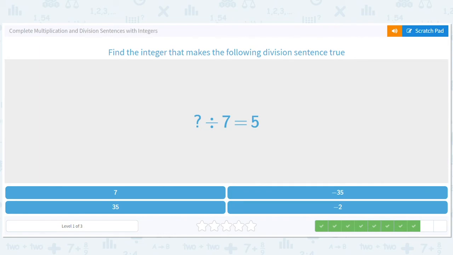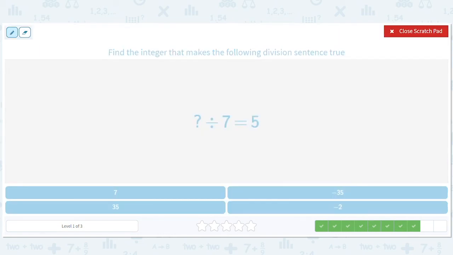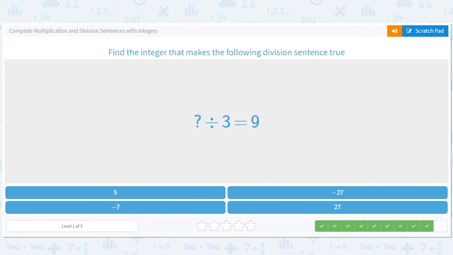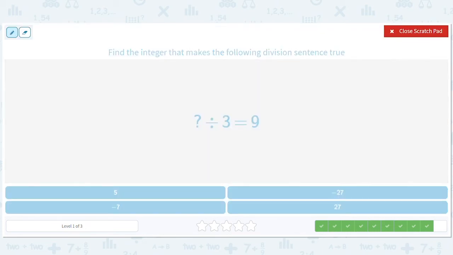Find the integer that makes the following true. Okay, no, they're not even negatives here, right? So what divided by 7 is 5? 35 divided by 7 is 5. Kind of just working with your multiplication tables backwards. And what divided by 3 is 9? Well, you just multiply 9 times 3, and you get 27. So 27 divided by 3 is 9.